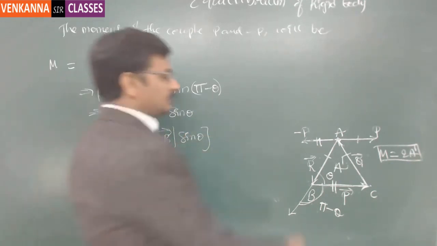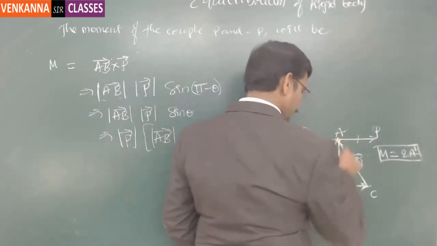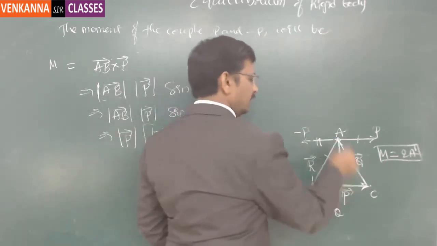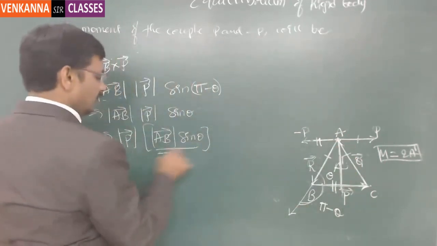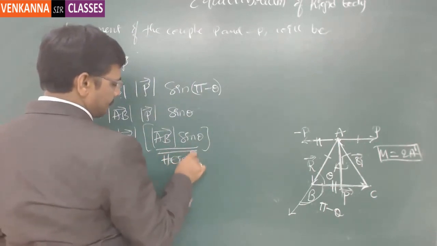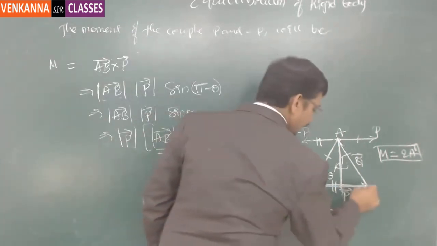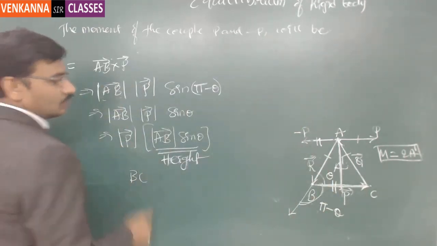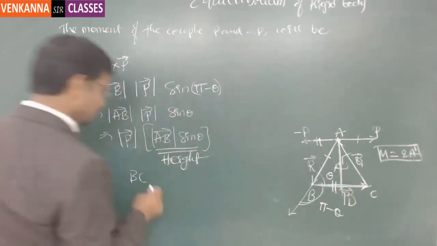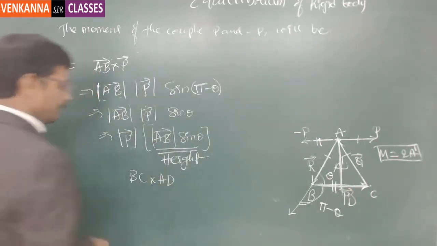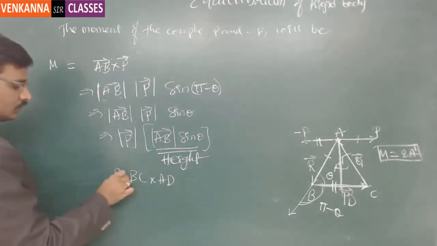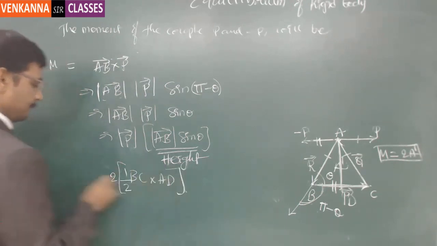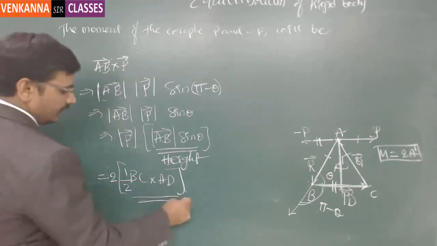So AB sine theta is nothing but the height between the bottom side and the top corner. So this is the height. And P magnitude is this side length. So this is BC. I call this point D, so BC into AD. Now BC into AD, if I multiply by 2 and then divide by 2, this is going to be the area of the triangle.